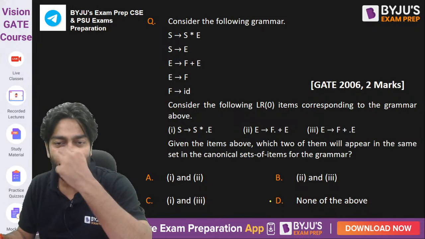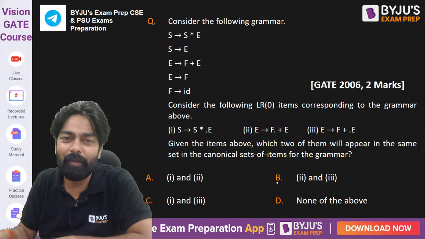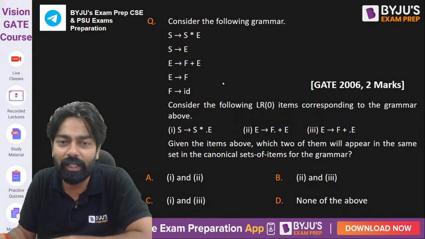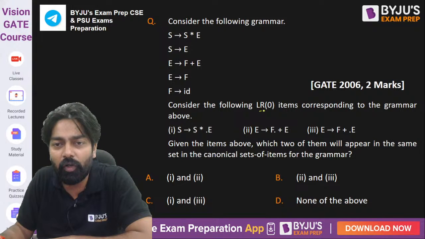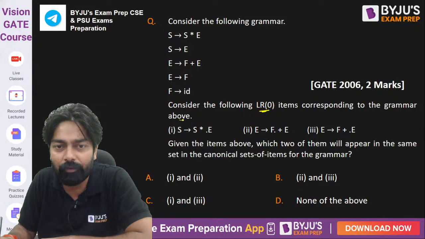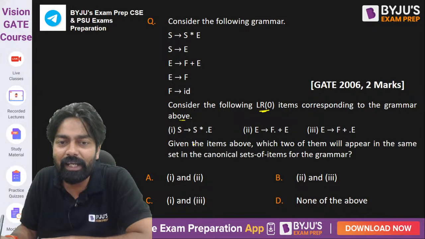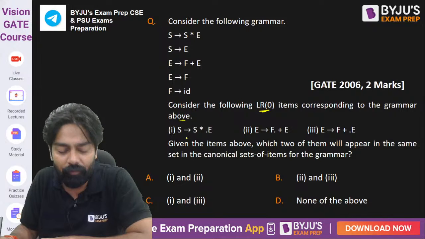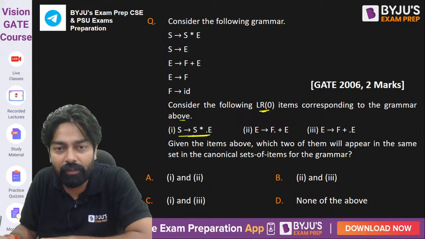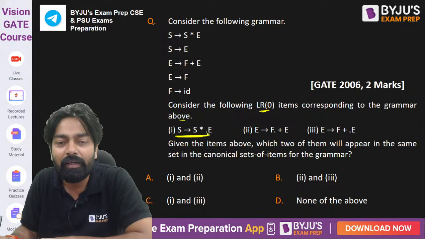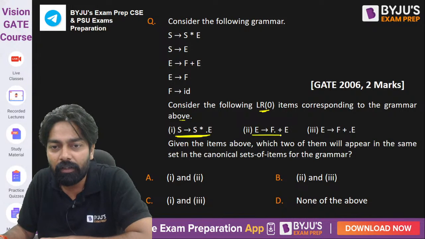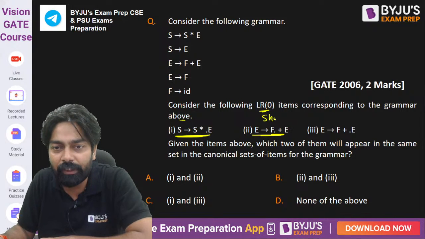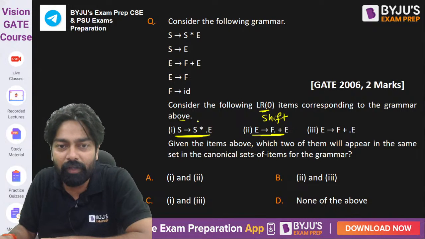Okay. So now we are solving some questions. I have given some idea about LR0 and SLR1. In this question, they have asked: consider the following LR0 items corresponding to the grammar above. These are the items they have given. Which item is this one? State item, after the dot a variable is there. This is a shift item. This is a shift item. This is a state item.